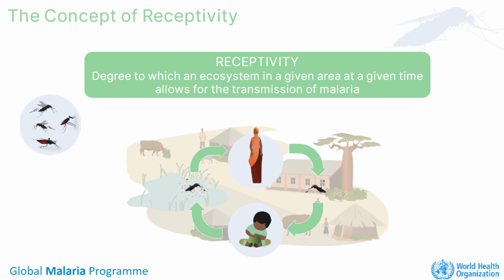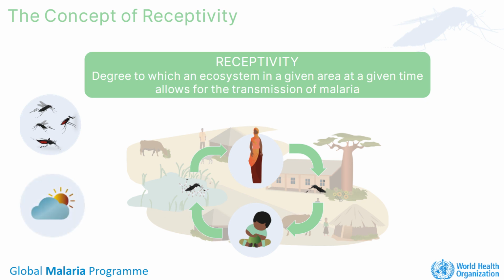Receptivity increases with increasing capacity of the vectors in the area to transmit malaria. The more vector mosquitoes bite humans, the higher the level of receptivity. This means that areas with high numbers of efficient vectors will be more receptive. However, the use of effective vector control can reduce receptivity by preventing mosquitoes from biting humans.